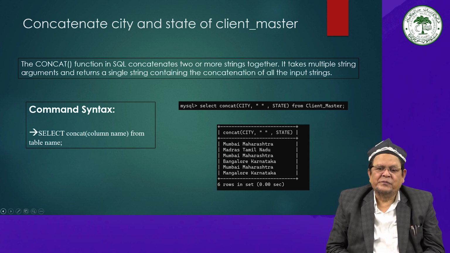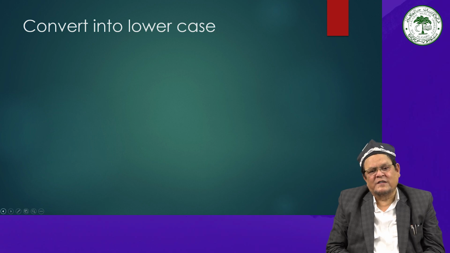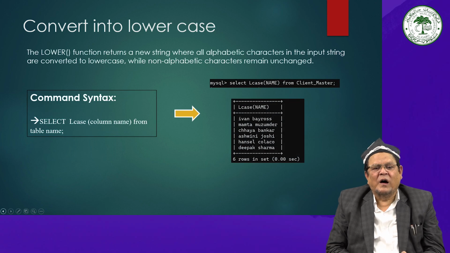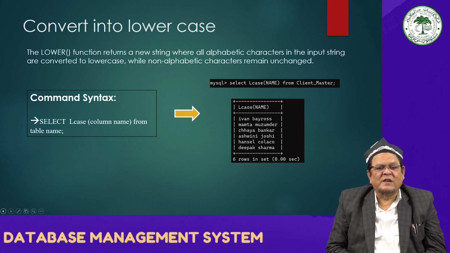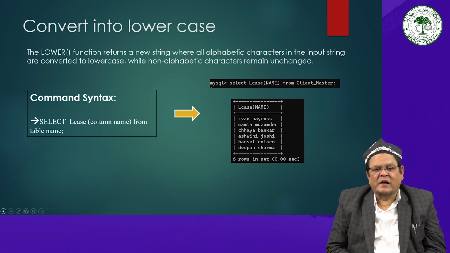So we are able to concatenate two or more strings depending on the requirement in the program in MySQL. The next is convert into lowercase. Suppose you typed in uppercase capital letters, and you want lowercase. So how do you do it? The LOWER function returns a new string where all alphabetic characters in the input string are converted to lowercase, while non-alphabetic characters remain unchanged. It works only on alphabetic characters.